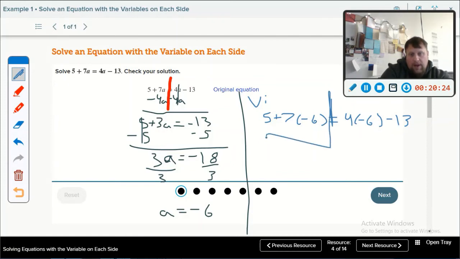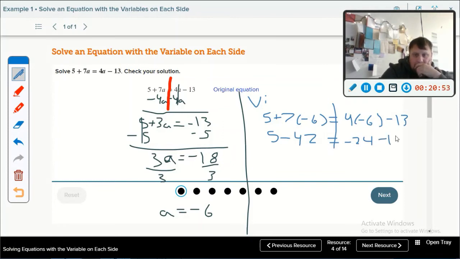So I'm going to have 5. What just happened? Like my button got stuck down. So we're going to have 5, and a positive 7 times negative 6 is going to be negative 42 equals, now let's do the right side. 4 times negative 6 is negative 24. And that should be minus 13. Don't know what happened to my 3, but there we go.